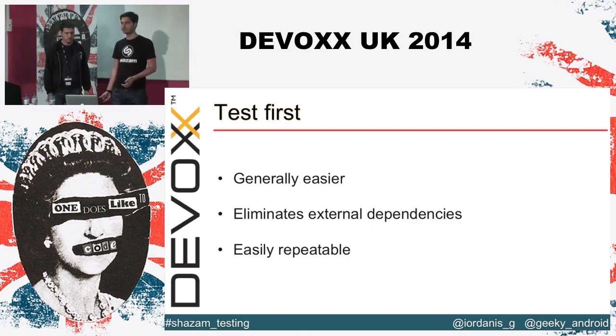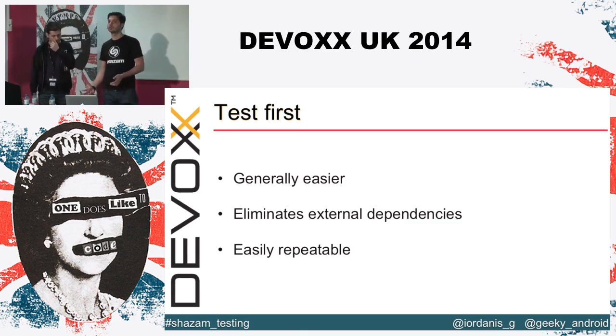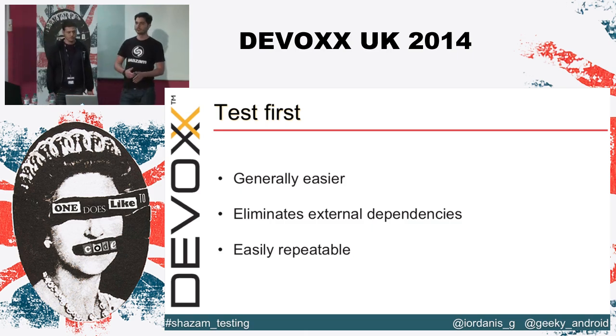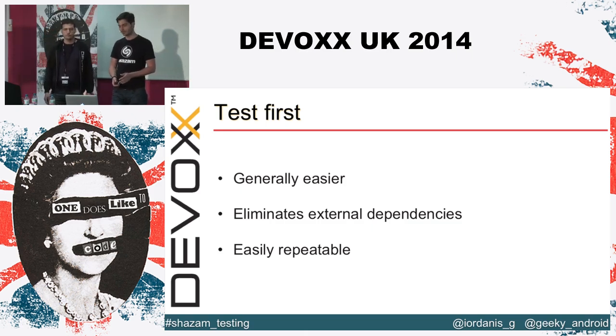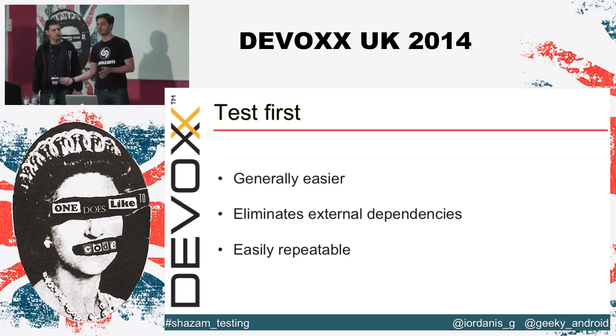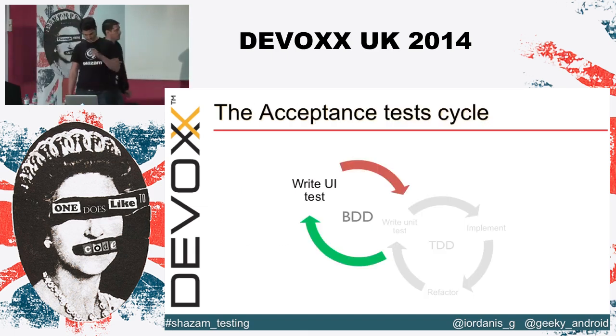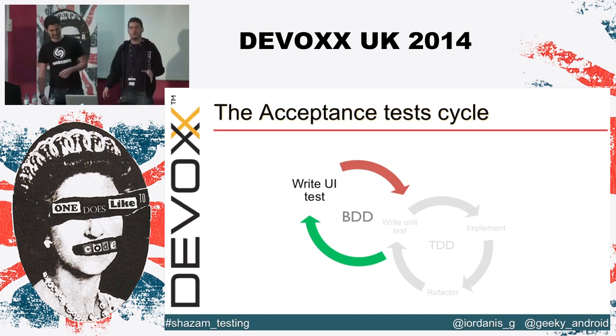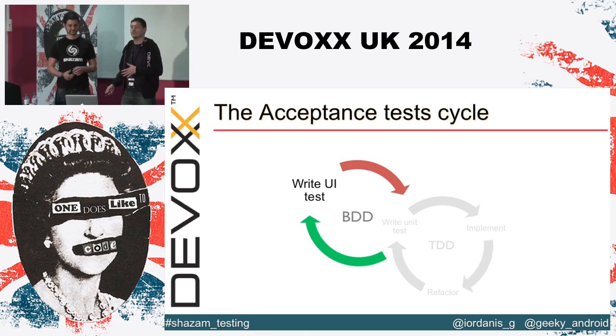Finally, it's easily repeatable. When you are going to describe an issue to someone, to a QA or another developer, you have already written a script that may be hitting the issue. So there's less error proneness. This presentation is also test-driven. So we'll begin by showing you how we would take that example that Jordan talked about before and how we would go about writing the acceptance tests for it.